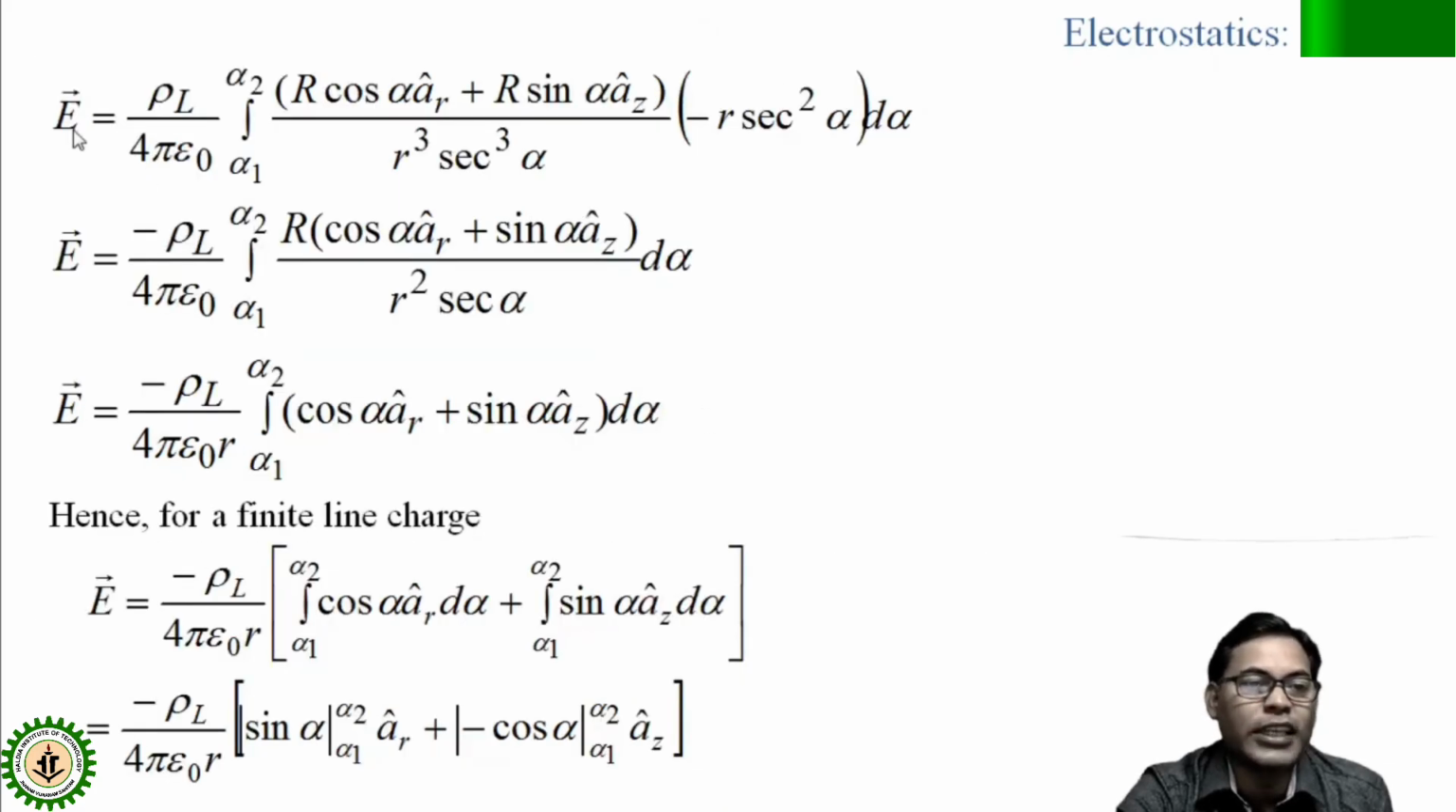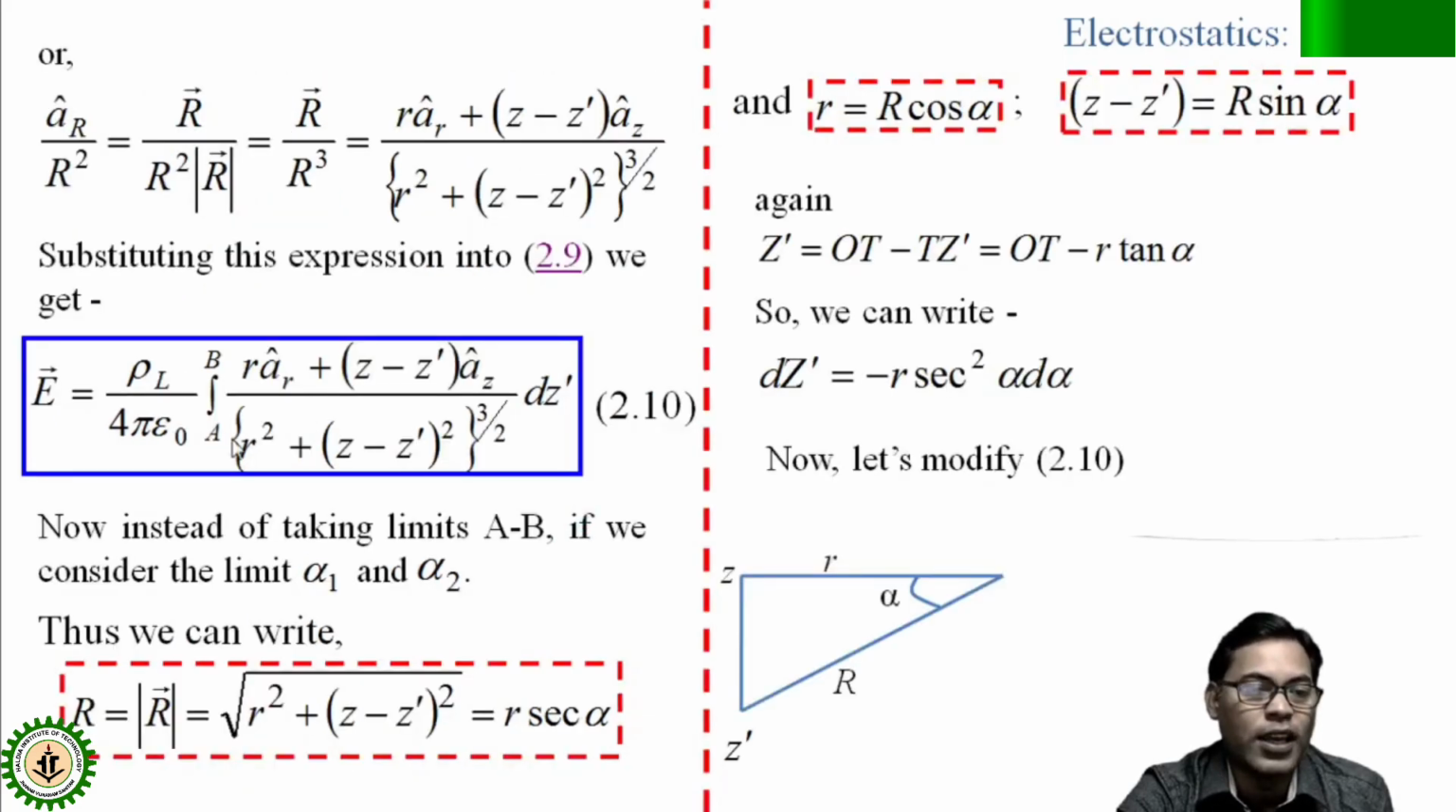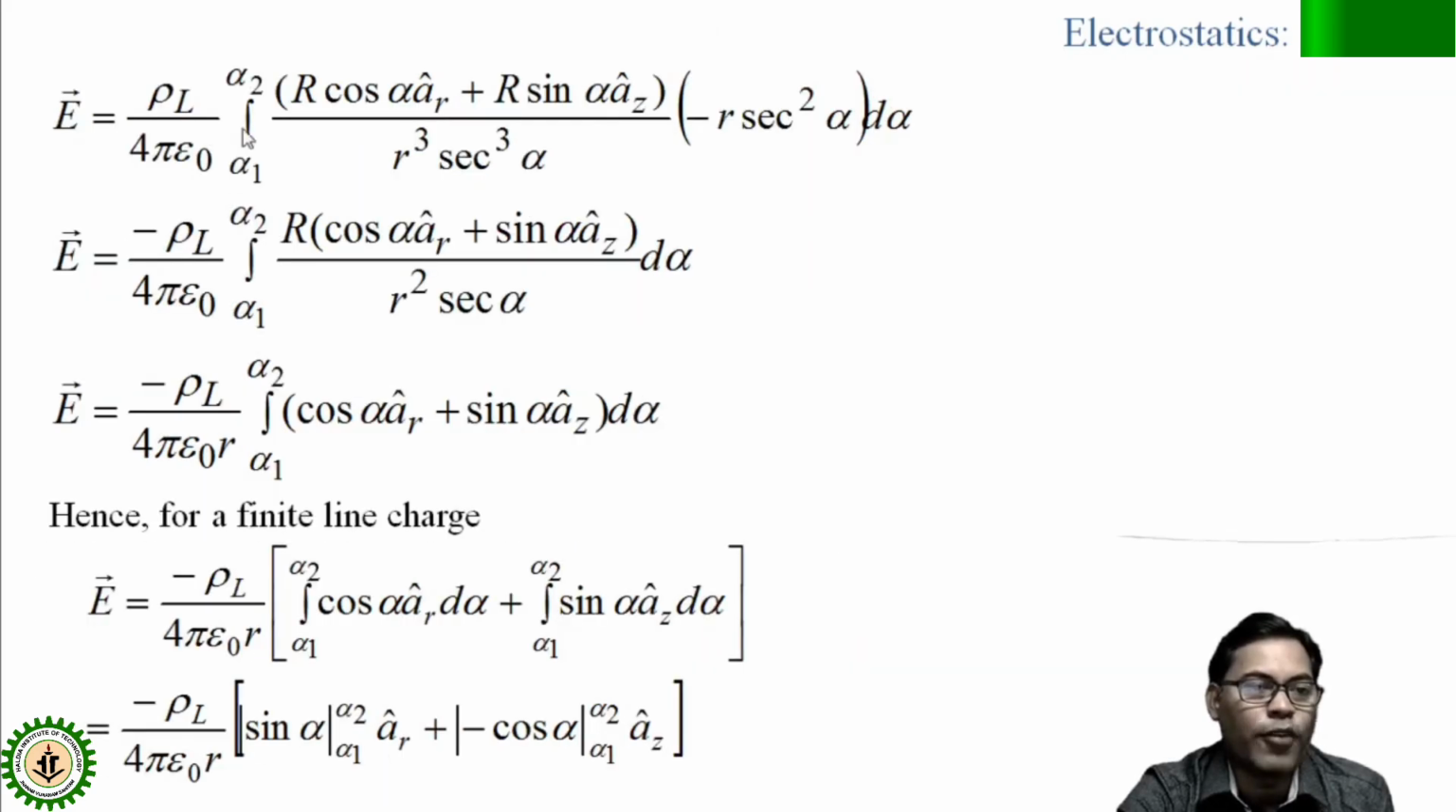Here you see that E equals rho L by 4 pi epsilon naught, that is constant. You see that this is the constant, and now the limit is changed because we have now considered the limit alpha 1 to alpha 2. So here alpha 1 to alpha 2.